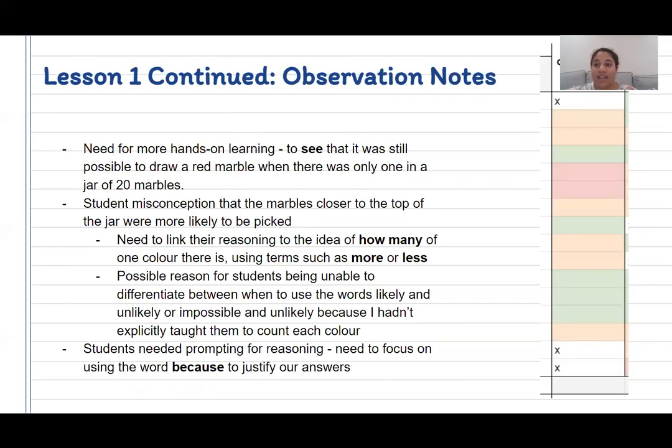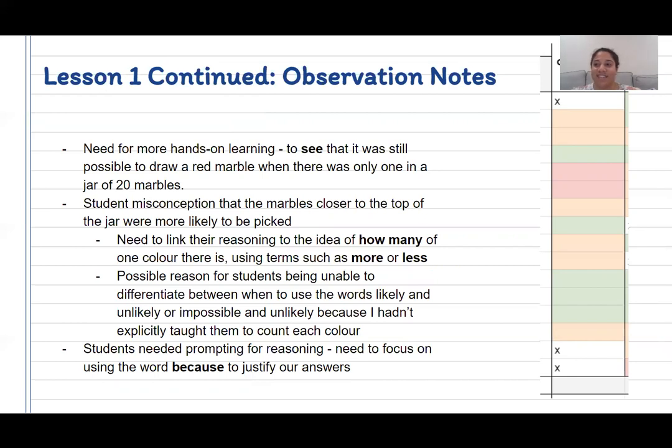During the activity, though, I gained some really useful insight into their reasoning. What was apparent was that students needed more hands-on learning. They needed to be able to see that it was still possible, for example, to draw a red marble out of a jar when there's only one in a jar of 20 other marbles. I also found it interesting that students believed that marbles closer to the top of the jar were more likely to be picked, which is a somewhat reasonable response.